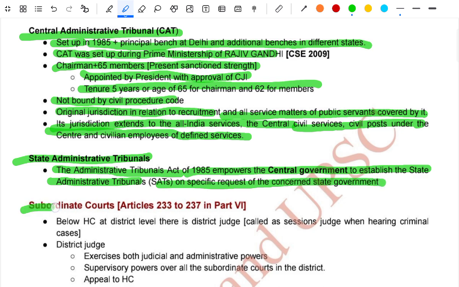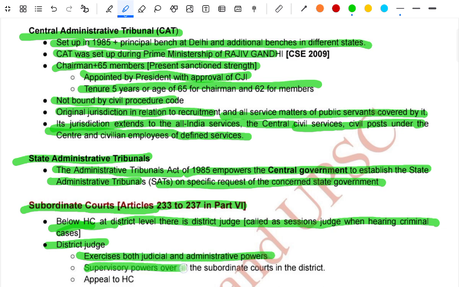The Subordinate Courts, Articles 233 to 237 in Part 6. Below the Supreme Court, at the district level, there are the district judges, called sessions judges when hearing criminal cases. The district judge exercises both judicial and administrative power, and has supervisory power over all subordinate courts in the district. Appeal lies to the High Court.